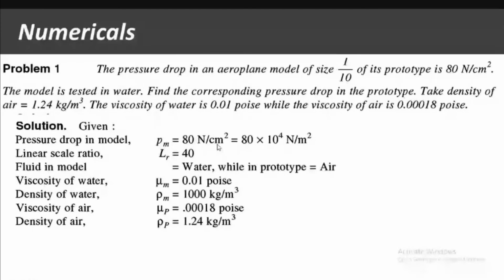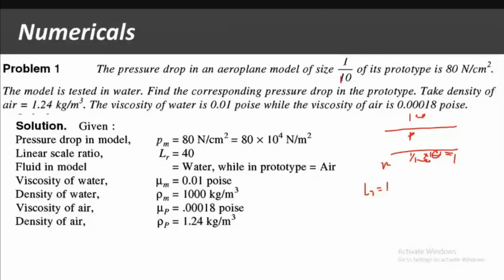So convert Newton per centimeter square into Newton per meter square. So multiply by 10 to the power 4. So it is 80 into 10 power 4 Newton per meter square. Then length ratio. Again, what is stated here? Model is 1/10. Suppose the aeroplane height is 1 meter for the prototype, then how much will the model be? 1/10. Similarly, suppose the prototype is 10 meters, then what will the model be? 1 meter.